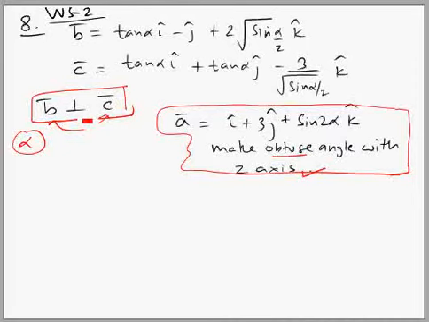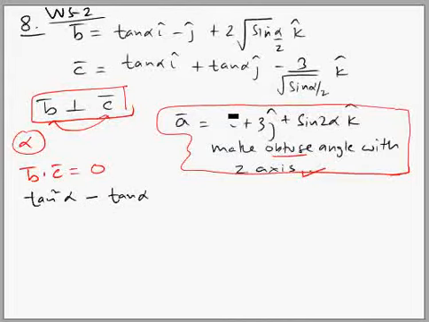If b and c are perpendicular, the dot product is 0, right? And you know, when vectors are in component form, the dot product is a1 b1 plus a2 b2 plus a3 b3: the i components multiplied, then the j components and the k components, and add. So what we get is tan square alpha minus tan alpha, and the product of these two is minus 6, equal to 0.